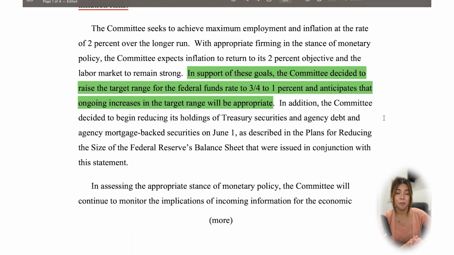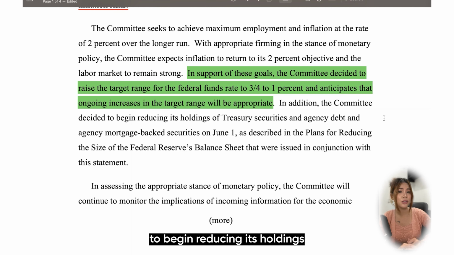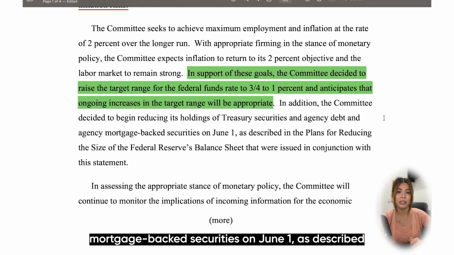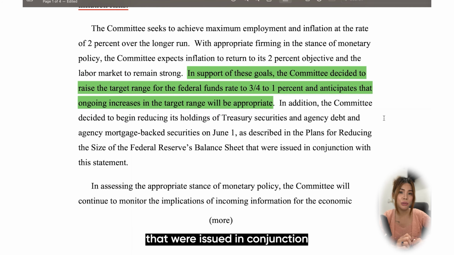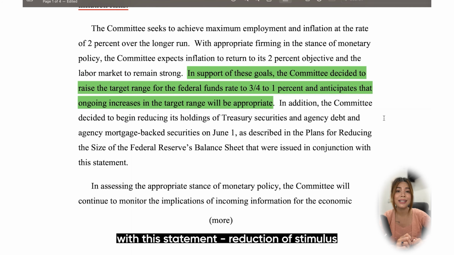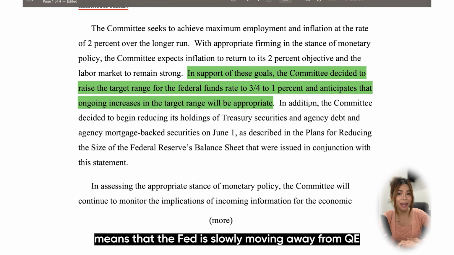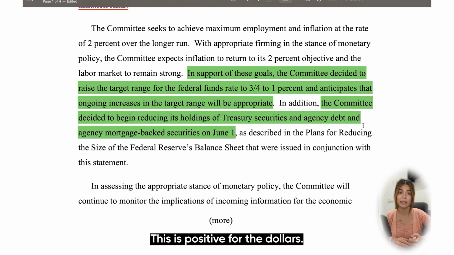In addition, the committee decided to begin reducing its holdings of treasury securities and agency debt and agency mortgage-backed securities on June 1, as described in the plans for reducing the size of the Federal Reserve's balance sheet that were issued in conjunction with this statement. Reduction of stimulus means that the Fed is slowly moving away from QE. This is positive for the dollar.